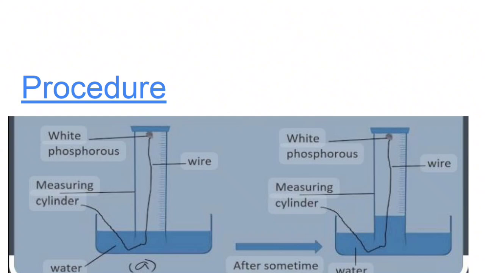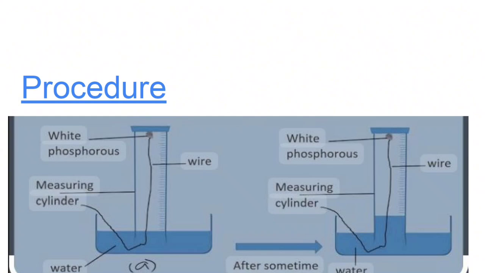Now the observations from our experiment are as follows. The level of water in the gas jar rose to occupy the space left by the used up oxygen. Now the level of water in the trough dropped. The amount of phosphorus reduced in size. Phosphorus smolders, producing white fumes.